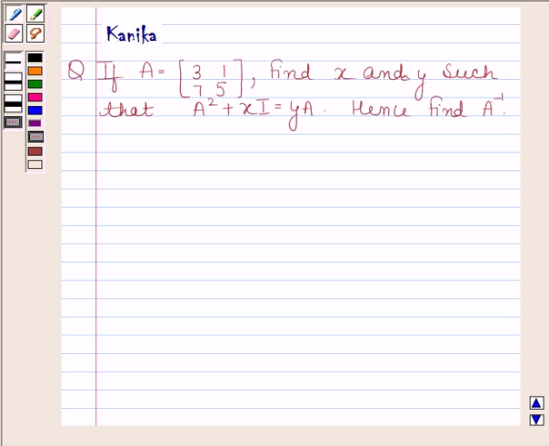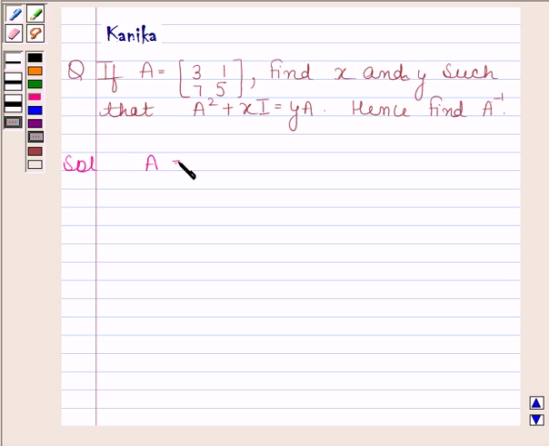My children, let's discuss the following question. The question says, if A is equal to this matrix, find X and Y, such that A square plus X into unit matrix is equal to Y into A, hence find A inverse. Now begin with the solution.